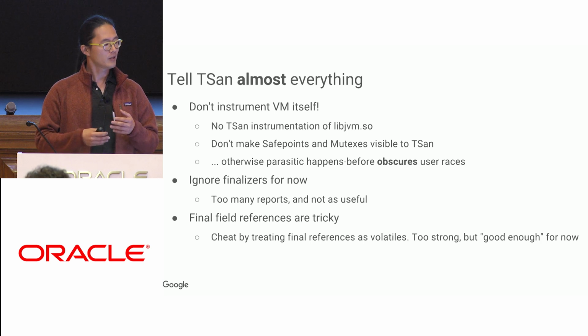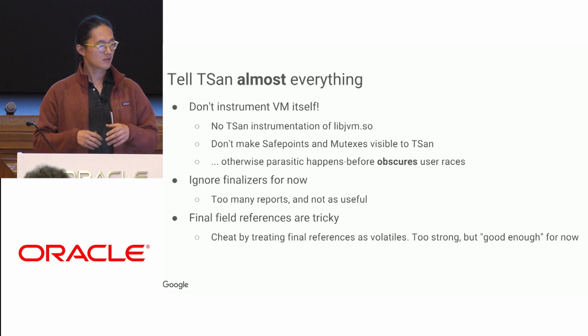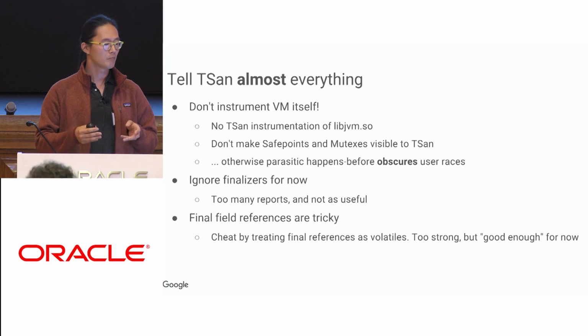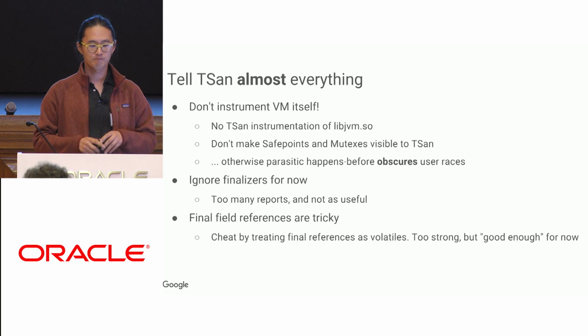Finalizers tend to be annoying, and we decide to ignore those for now. And the precise behavior of final field references turns out to be quite tricky to track properly, so we cheat a little and tell TSAN that those are volatiles. And it's actually too strong. It introduces too many happens-before edges, but it's good enough for now.